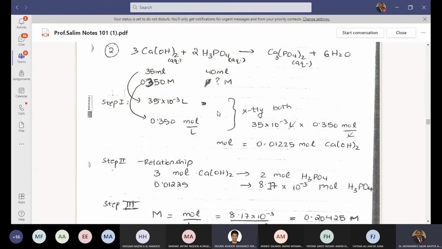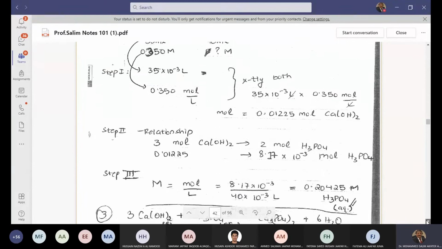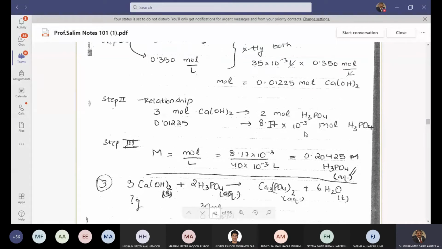So I should have mole and I should have liter. For example, here, I had 40 ml. If I want to find molarity, I will divide the mole, which I found from the second step, by the volume, because I have to convert it into liter. The unit for molarity is always moles per liter.